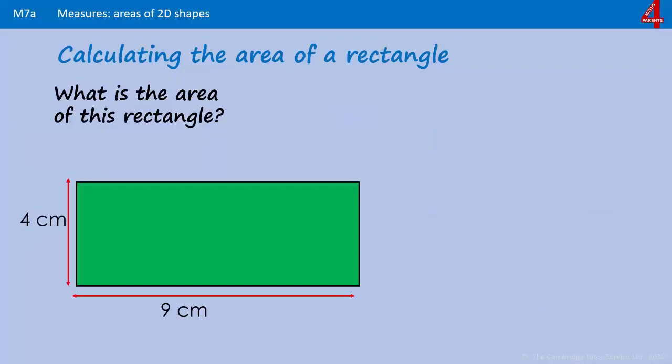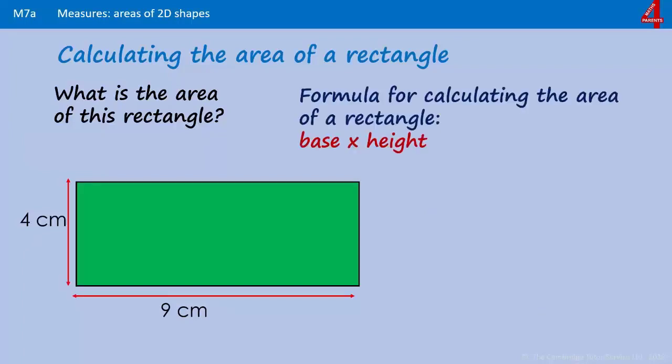Here's one for you to try, just using the dimensions. Remember the formula is base times height to find the area. Pause the video, have a go. Base is 9, 4 is the height, 9 times 4, that's 36. So the area of this shape is 36 centimetres squared.